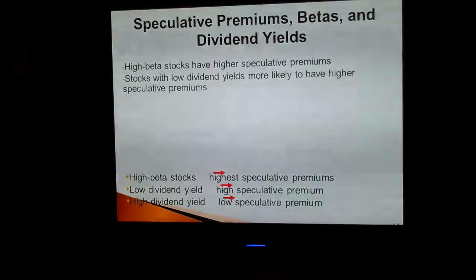Speculative premiums, betas, and dividend yields. High beta stocks have higher speculative premiums, right? Why? Well, as we know from our previous chapters, higher beta stocks are more volatile. There's more movement to market changes. Stocks with low dividend yields are more likely to have higher speculative premiums. High beta stocks, high speculative premium; low dividend yield, high speculative premium; high dividend yield, low speculative premium.